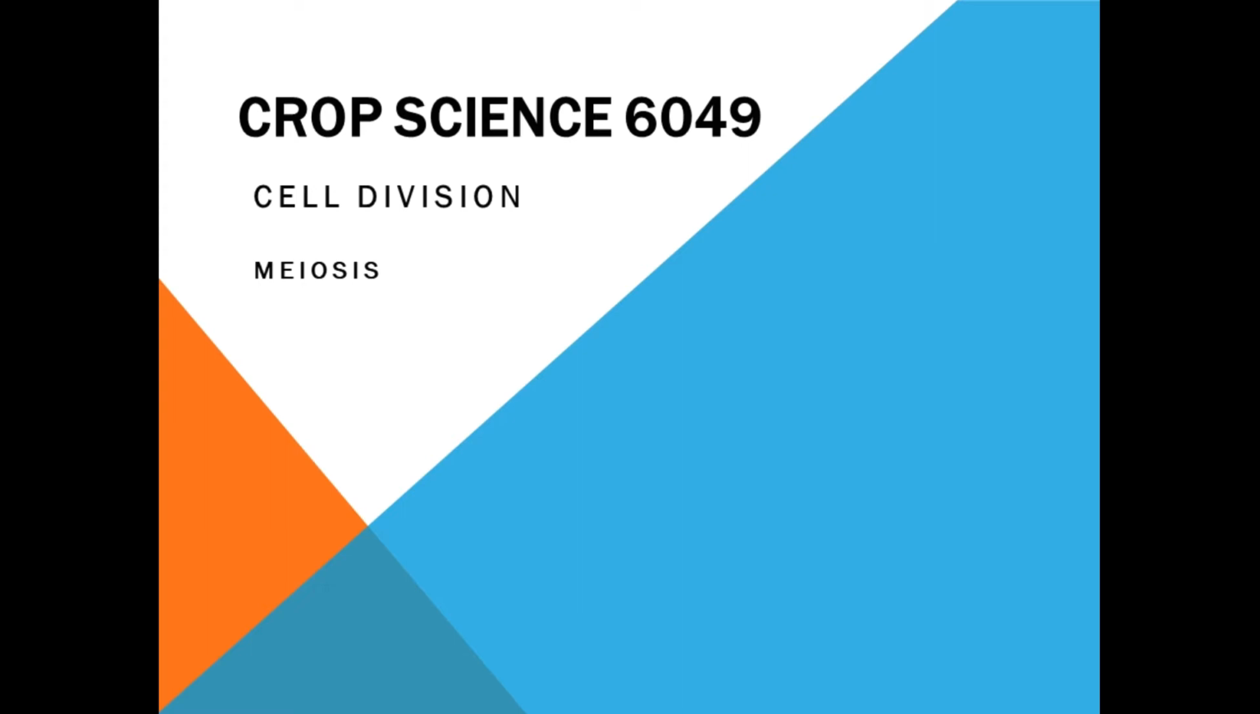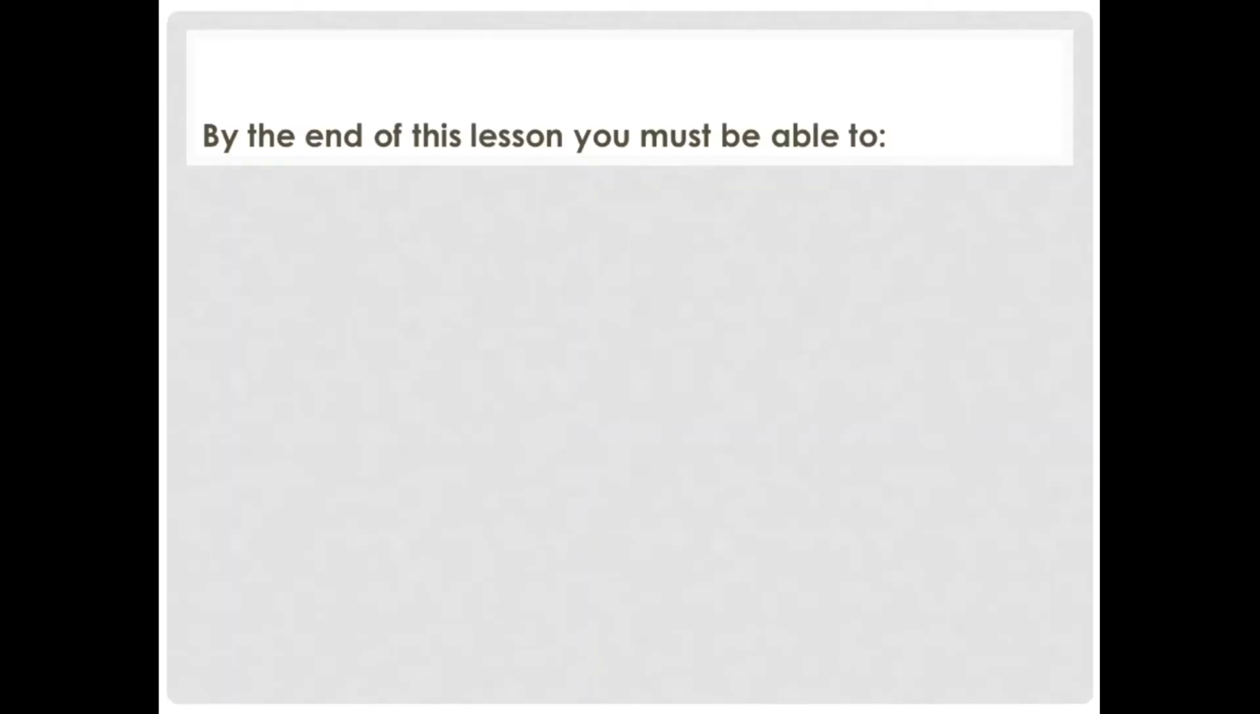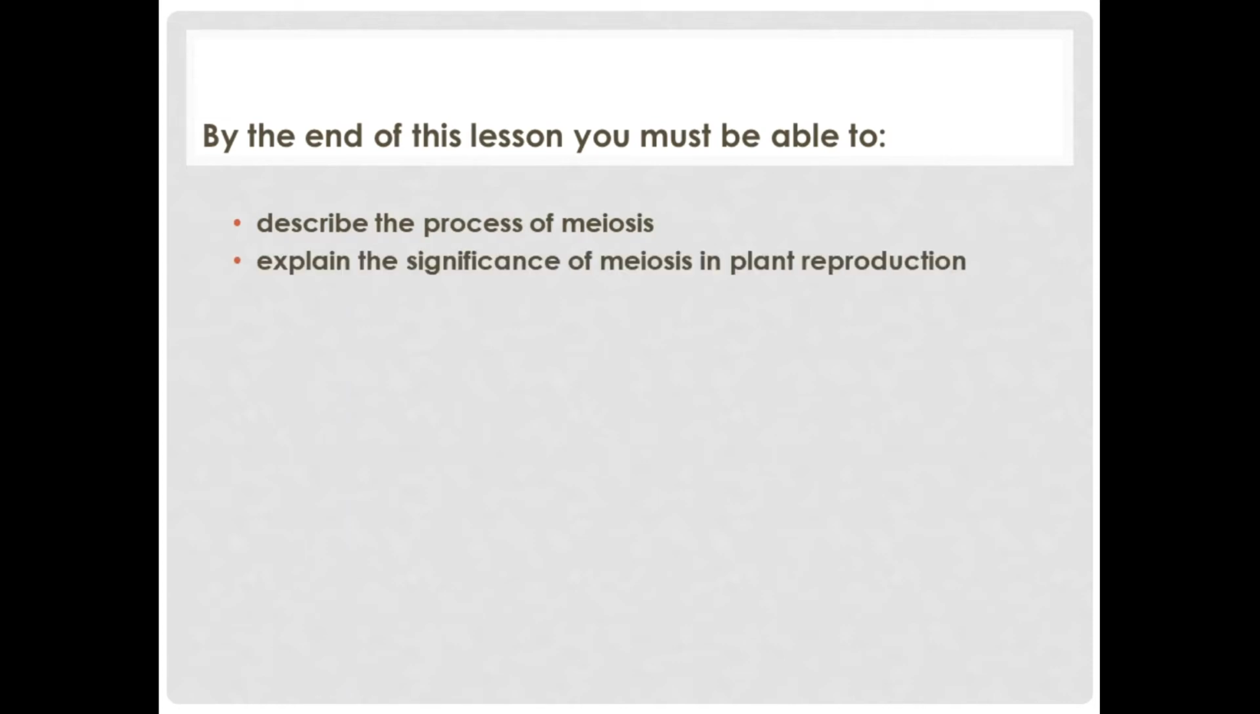In today's lesson, we'll be looking at cell division whilst focusing on meiosis. By the end of this lesson, you must be able to describe the process of meiosis, explain the significance of meiosis in plant reproduction, and compare and contrast meiosis and mitosis. So let's take a look at meiosis.